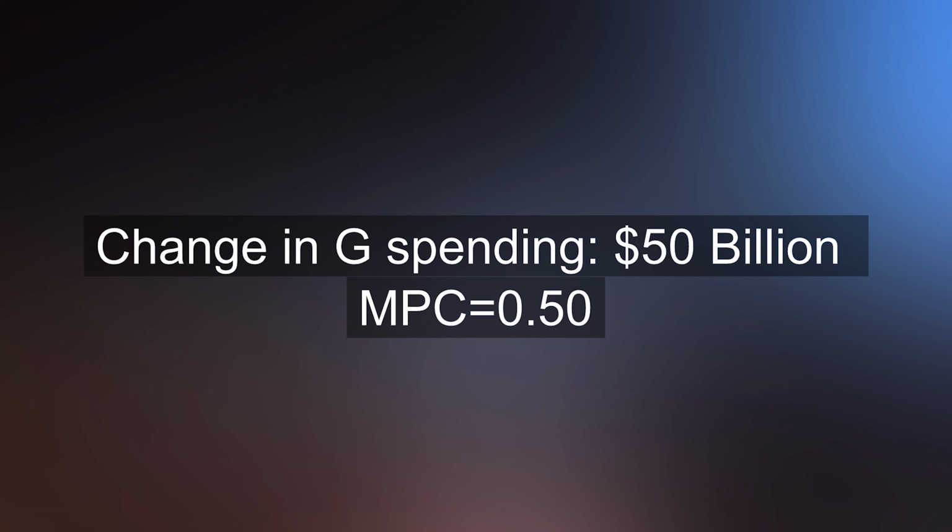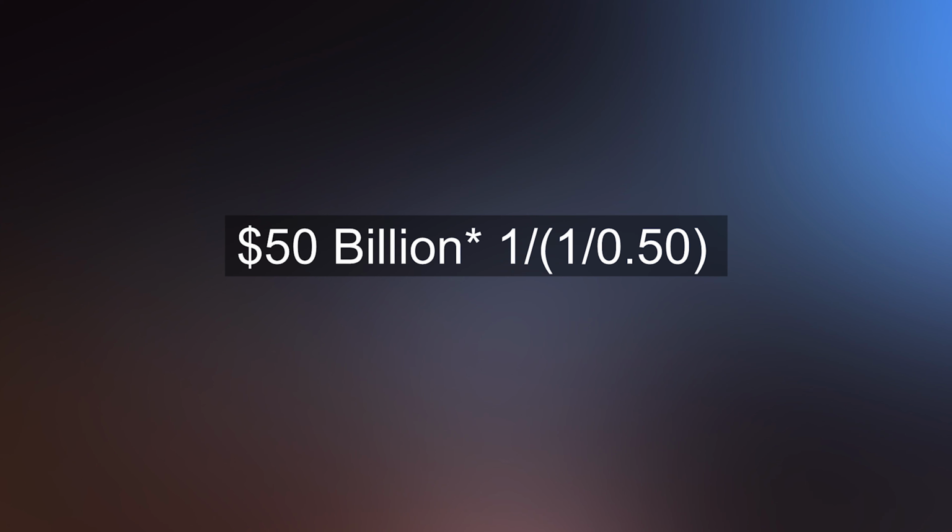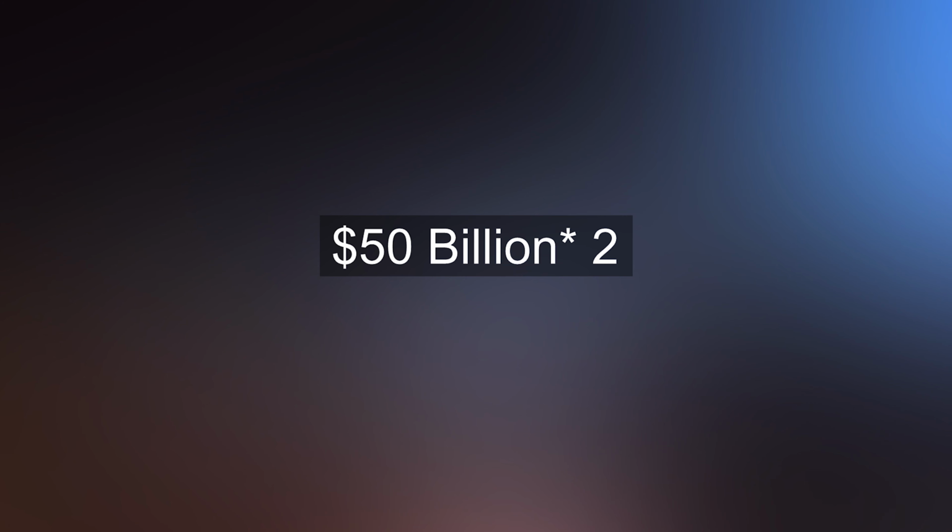Your equation should look like this. 1 divided by 0.5 gives us 2. We now have 50 billion times 2 giving us 100 billion. That means that the change in GDP will be $100 billion. This translates to movement on the aggregate demand curve as well. Since it is in the positive, it will move to the right. This is how we calculate the effects of fiscal policy with the increase of the purchases of goods and services.